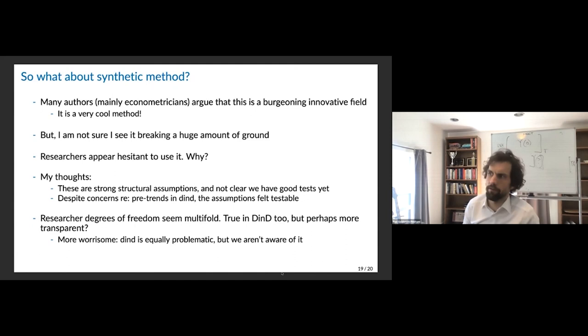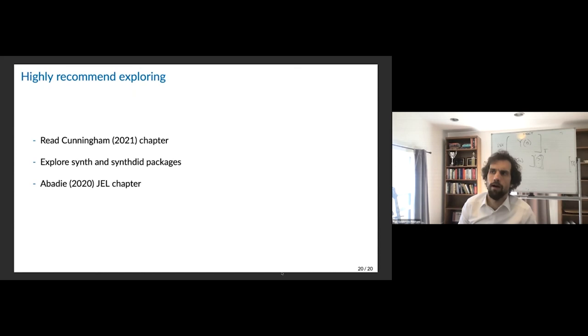What I would recommend, if this is something you want to explore more, is Scott Cunningham's book. He has a whole chapter on synthetic control, which you can take a look at, and which I think is very good. I would explore the synth and the synthdid R packages. And then Alberto Abadie has this JEL chapter where he goes through the synthetic control methods and the nitty gritty of using it. I think he was trying to show ways in which to deal with this.